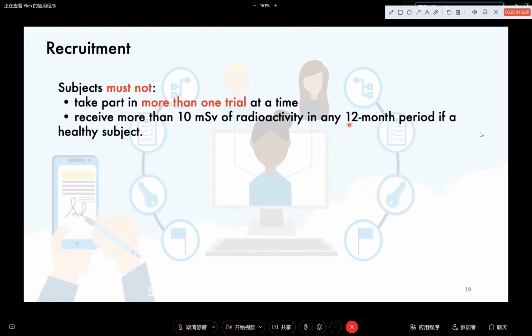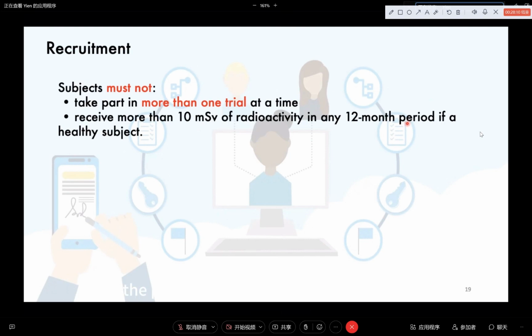But there are some compulsory things that you have to look at when you are recruiting subjects. Subjects must not take part in more than one clinical trial, so that these two clinical trials will not interfere with each other. And the subjects must not receive more than 10 microSv of radioactivity in any 12-month period for a healthy subject.